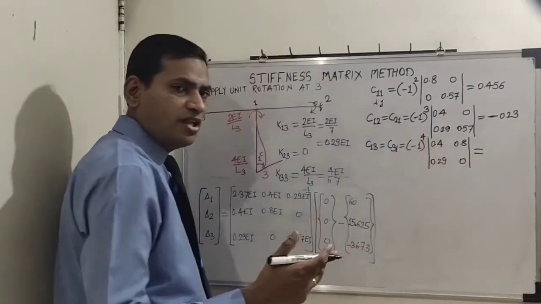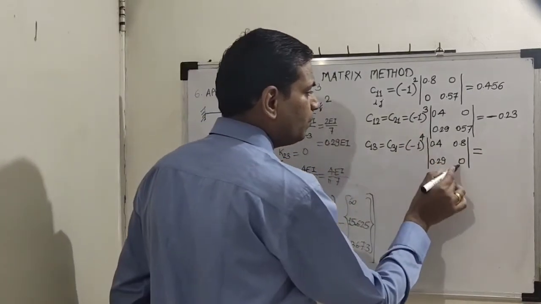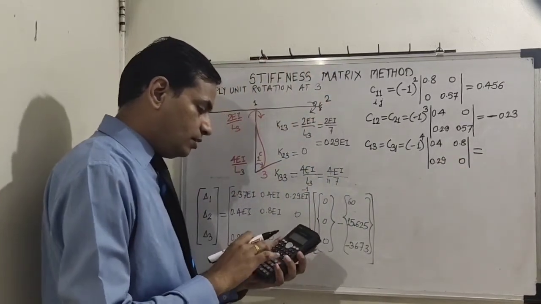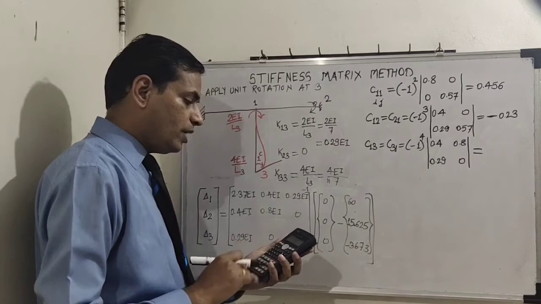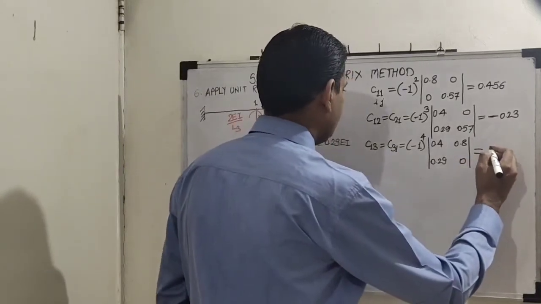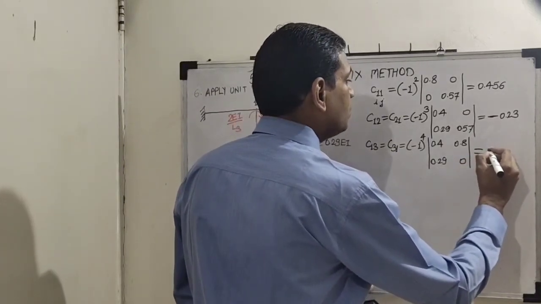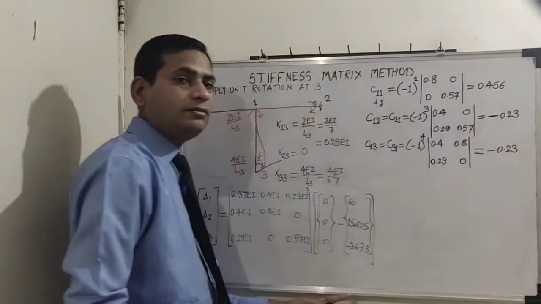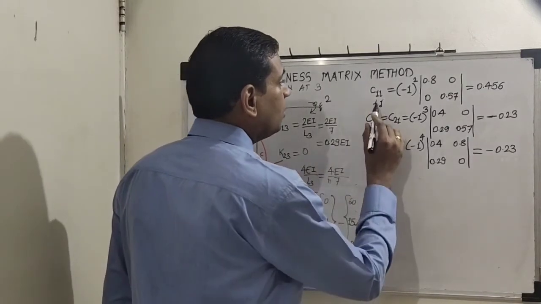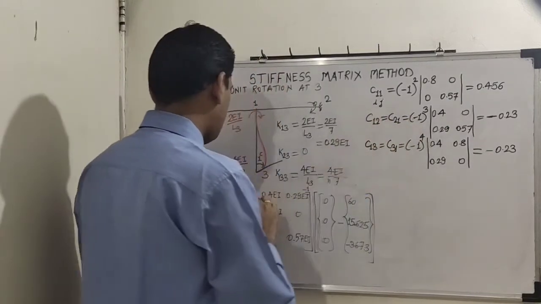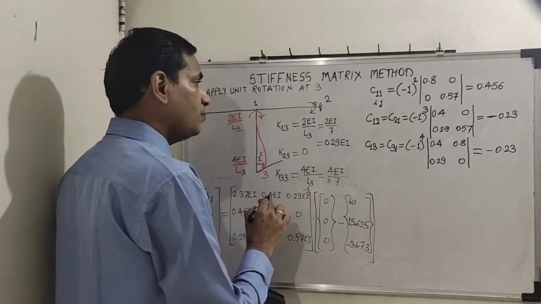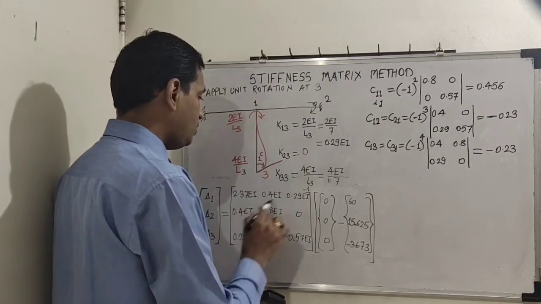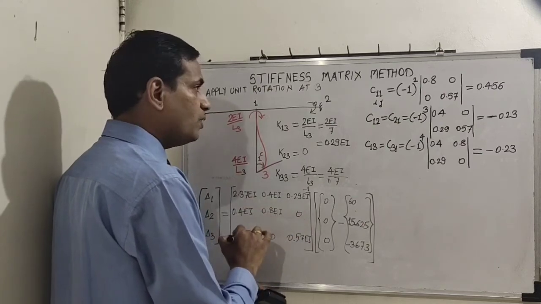Minus 1 raised to 4 is plus 1 multiplied by 0.4 into 0 is 0 minus 0.8 into 0.29. So it is 0.23. Okay, so it is minus 0.23. Then how many elements we have got? 1, 1. So here 1, 2 here, 2, 1 is here, 1, 3 is here, 3, 1 is here. So 1, 2, 3, 4, 5 elements we have got.